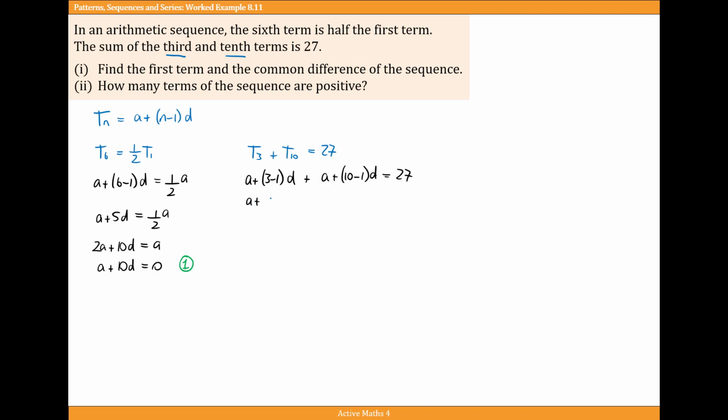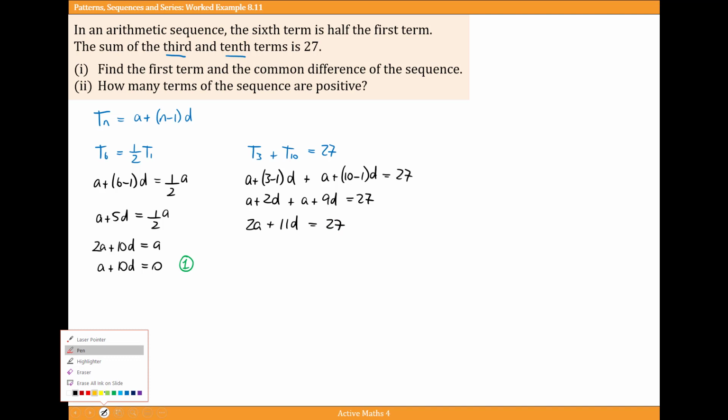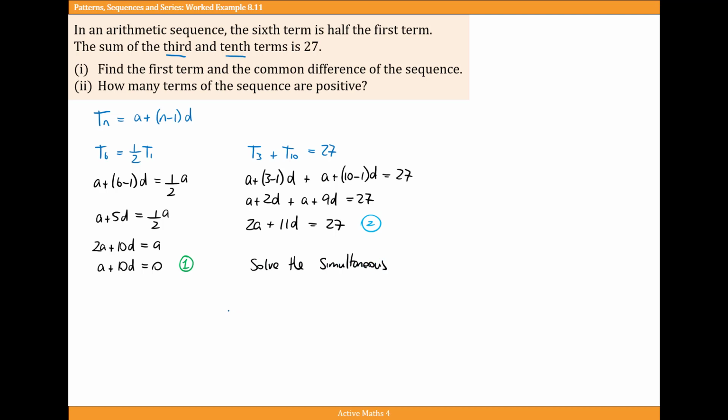So we have a plus 2d plus a plus 9d equals 27. A and a is 2a, and 2d and 9d is 11d, and this is equal to 27. And I'm going to label this equation 2. And so we have two equations in a and d, and so we're going to solve this system of simultaneous equations. So I'm going to take equation 2, and I'm going to write that one first. So 2a plus 11d equals 27.